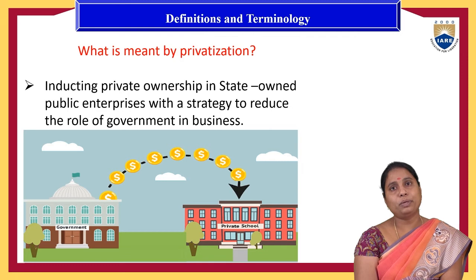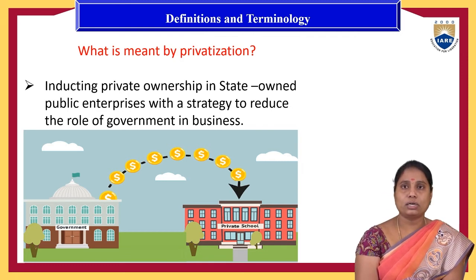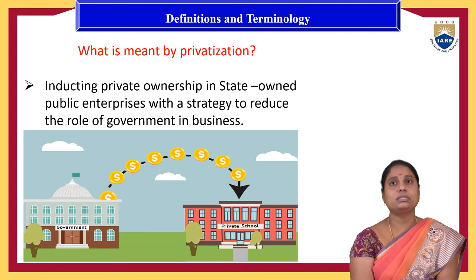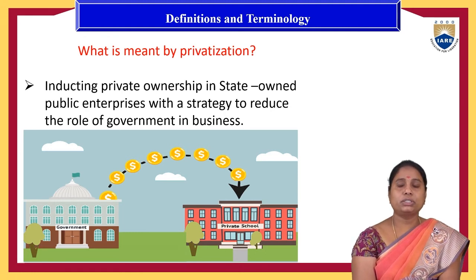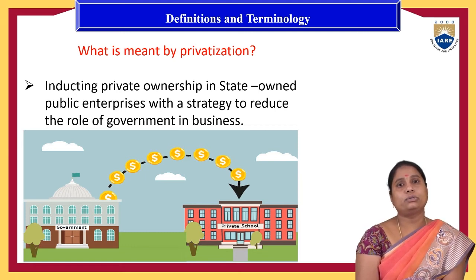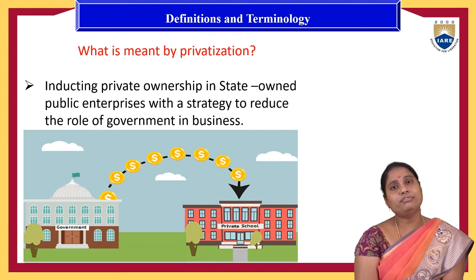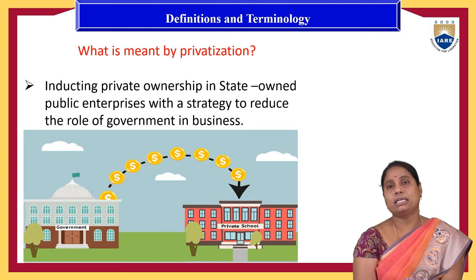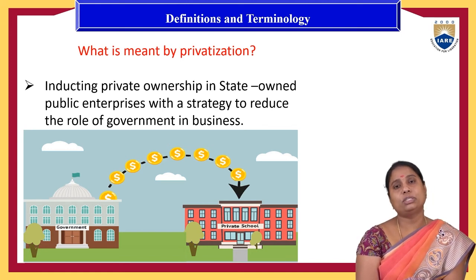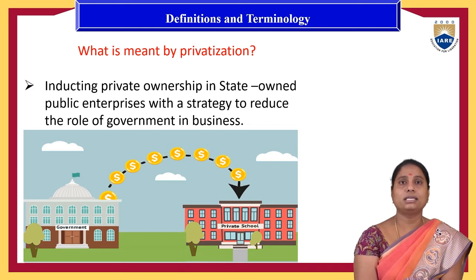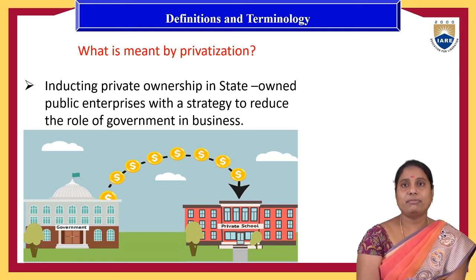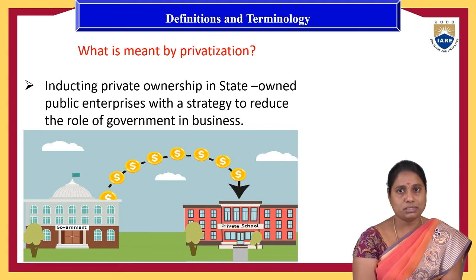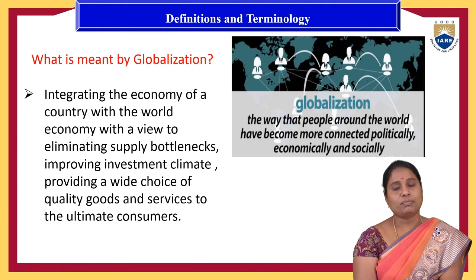If more than 100 people come together and want to start a larger organization, and those people are not related to the government but are private members, then it is called a private sector organization. Or even if it is the government, if the government's authority or investment is sold to private members, then that is called privatization. That is, injecting private ownership into state-owned public enterprises, with strategies to reduce the role of the government in business, is called privatization.